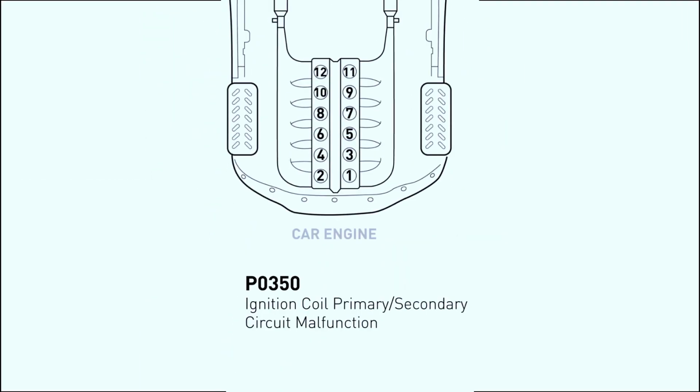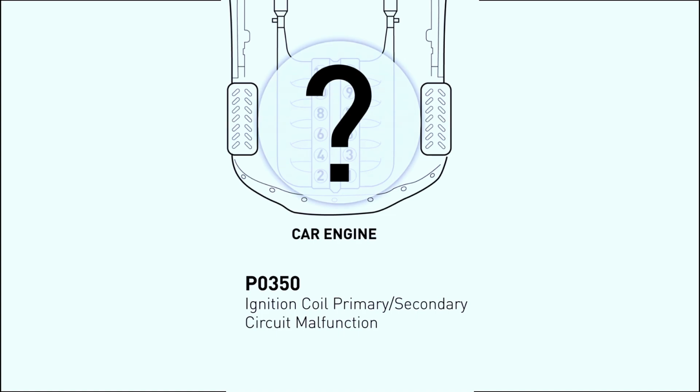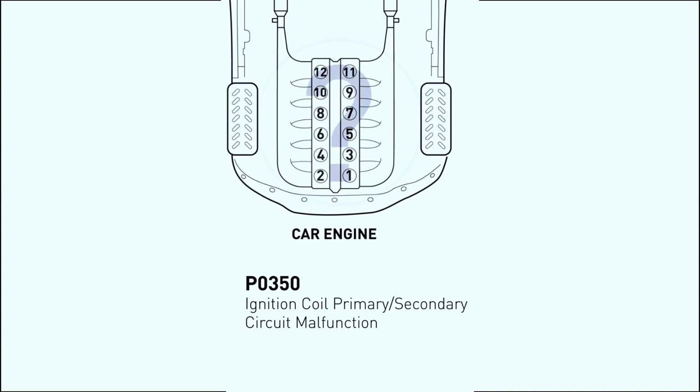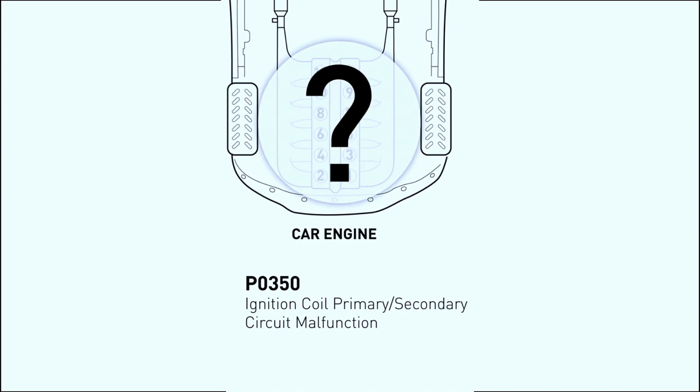The ignition coil is a vital part of your engine's ignition system. It takes the battery's low voltage and boosts it to create the high voltage spark plugs need to ignite the air-fuel mixture. A P0350 code indicates a malfunction in the circuit that powers the ignition coil, including the coil itself, wiring, or even the PCM.